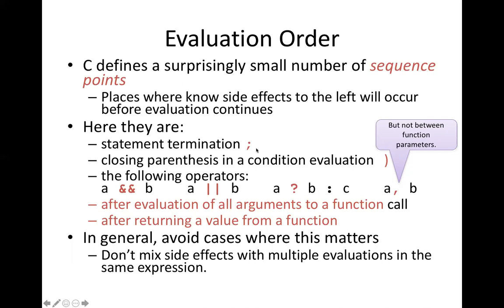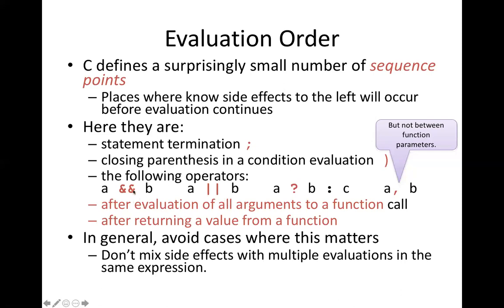The semicolon at the end of a statement is a sequence point. One statement does its thing before the next statement. In a conditional, the closing parenthesis at the end of the condition in an if statement is a sequence point.